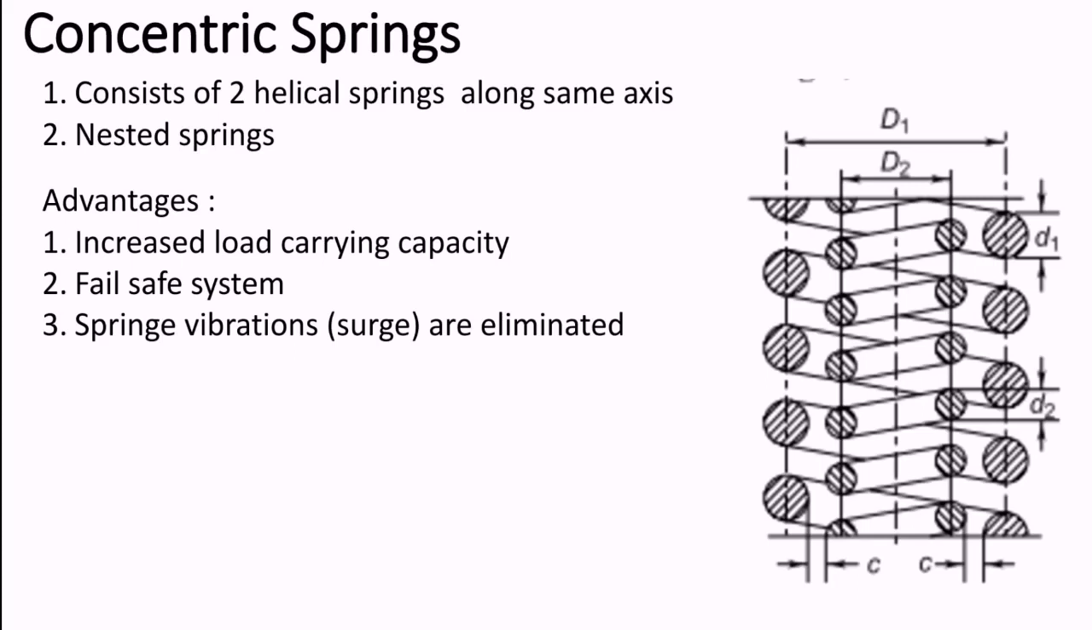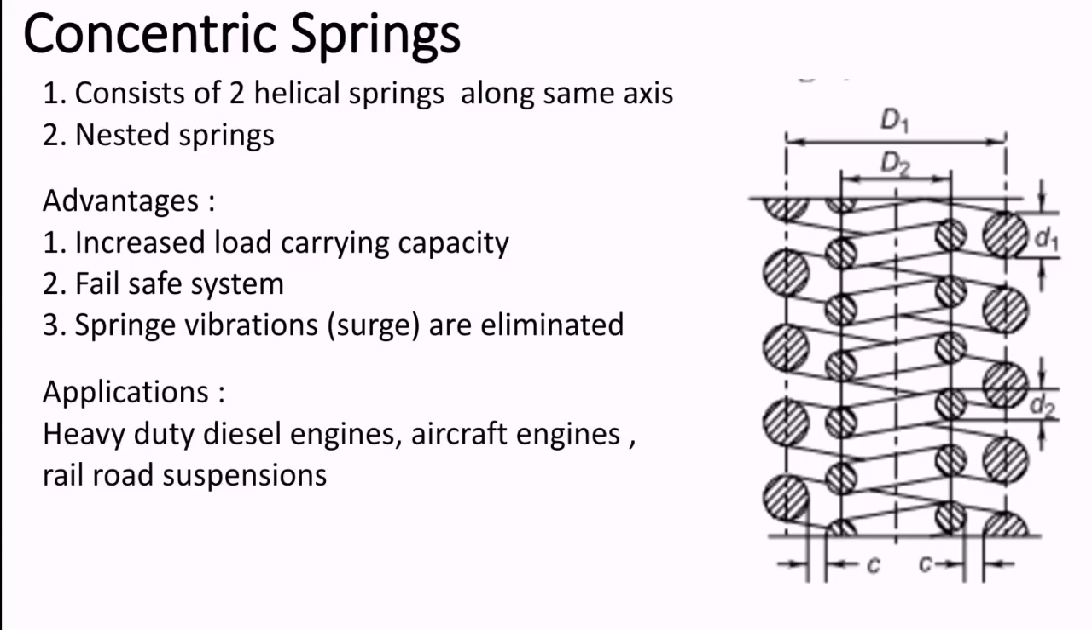Third, in concentric springs, the spring vibrations called surge are eliminated. Concentric springs are used as valve springs in heavy-duty diesel engines, aircraft engines and railroad suspensions. In some applications, a concentric spring is used to obtain a spring force which is not proportional to its deflection. Such a variable force deflection characteristic is obtained by nesting two springs one inside the other, having different free lengths.